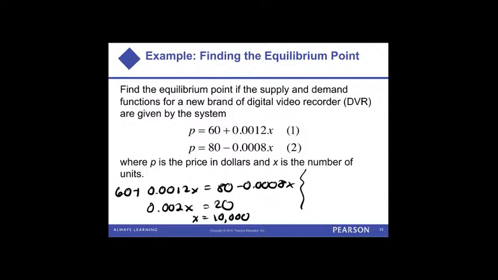So then P is going to be equal to 80 minus 0.0008 times 10,000. Kind of ran short on space. So that means move the decimal to the right 4 times. 1, 2, 3, 4. So this is going to be 80 minus 8, which is 72. Right? So then the equilibrium occurs when we produce 10,000 units and sell them for $72 each. Then the supply is going to equal demand.